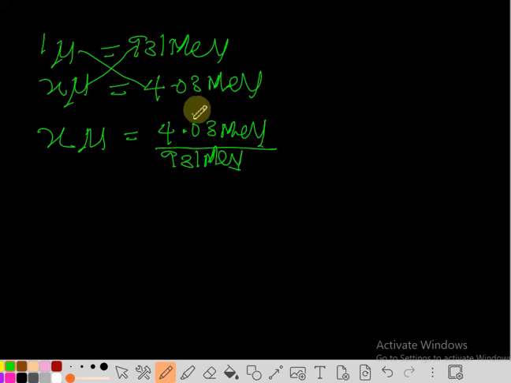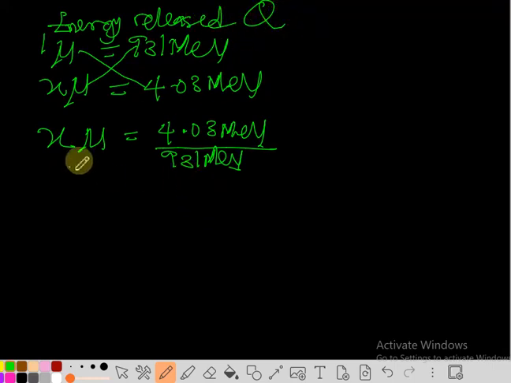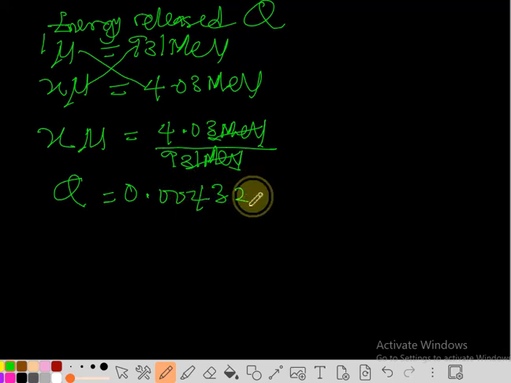We are trying to convert the energy released, that Q, from mega electron volts to unified atomic mass unit. So the energy released, Q, in atomic mass unit will be this, cancel this, then 4.03 divided by 931 will give 0.004329 unified atomic mass unit.